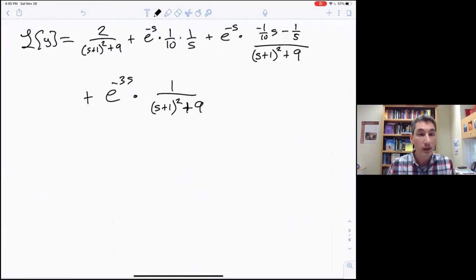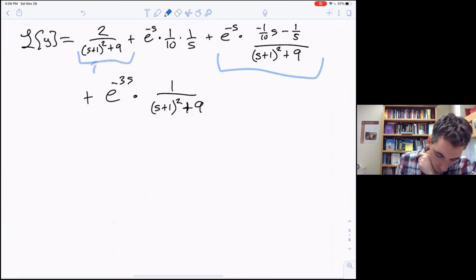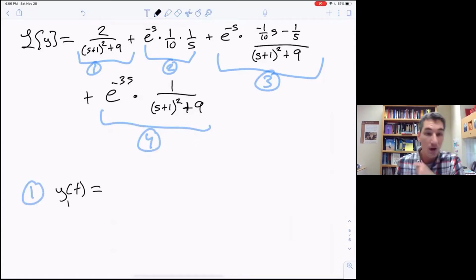Okay, and so we can find y by just inverse Laplacing each one of these terms here. I think that's going to be not too tough for some of these, but this one in particular looks to be maybe a little bit messy. So let's handle them one at a time here. We'll do this one first, this one second, this one third, and that one fourth. So number 1, what is y of t going to equal? We'll call that y1 of t, and then we'll add the 4 y's together to get the final answer for y.